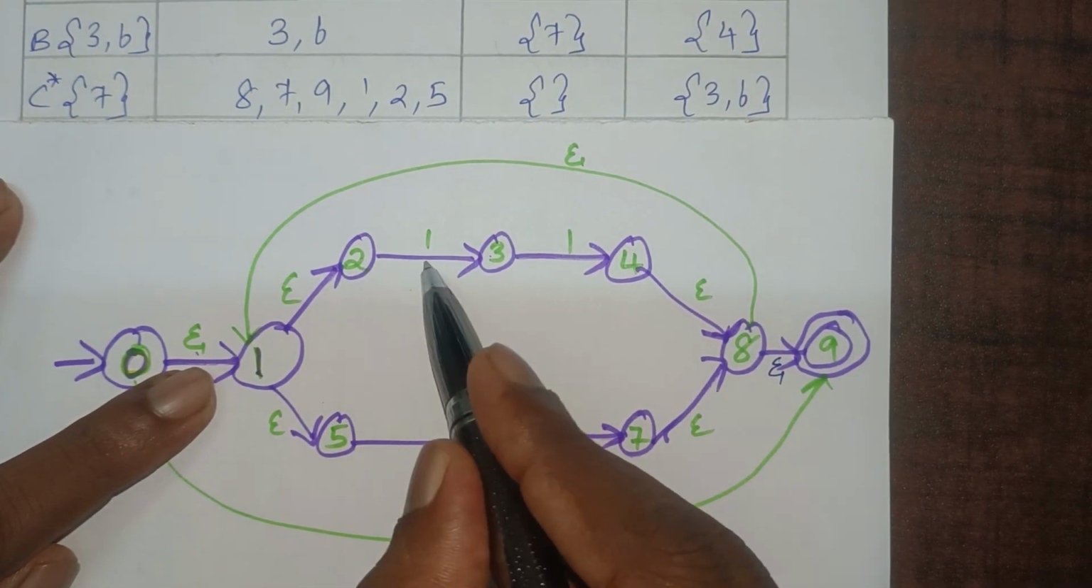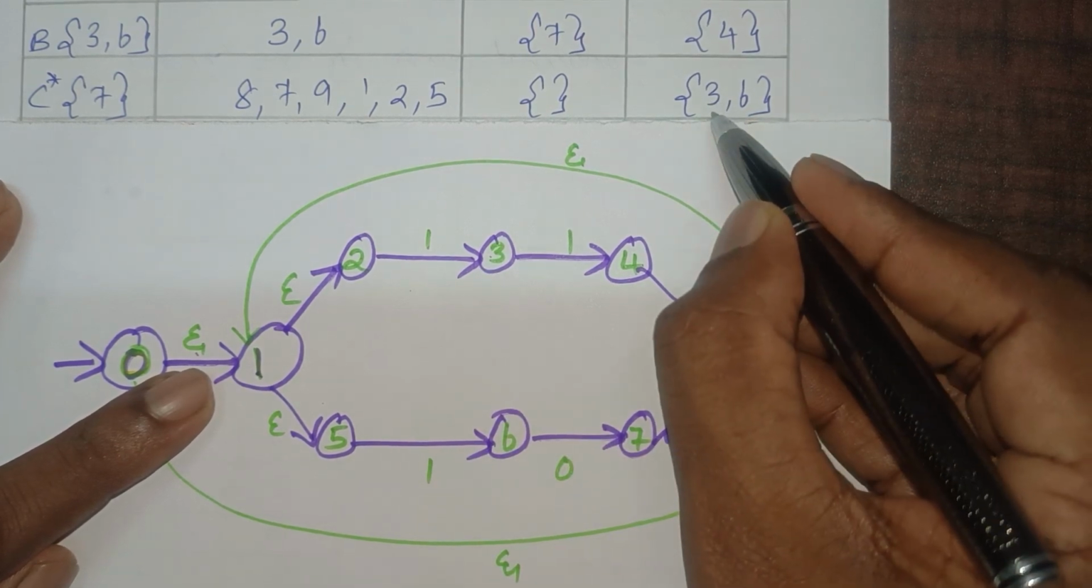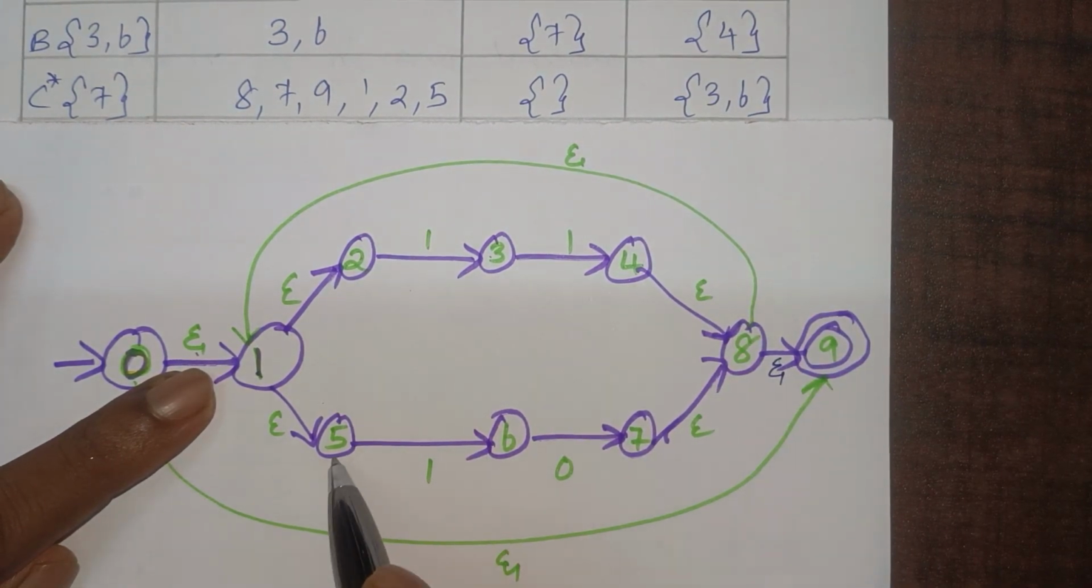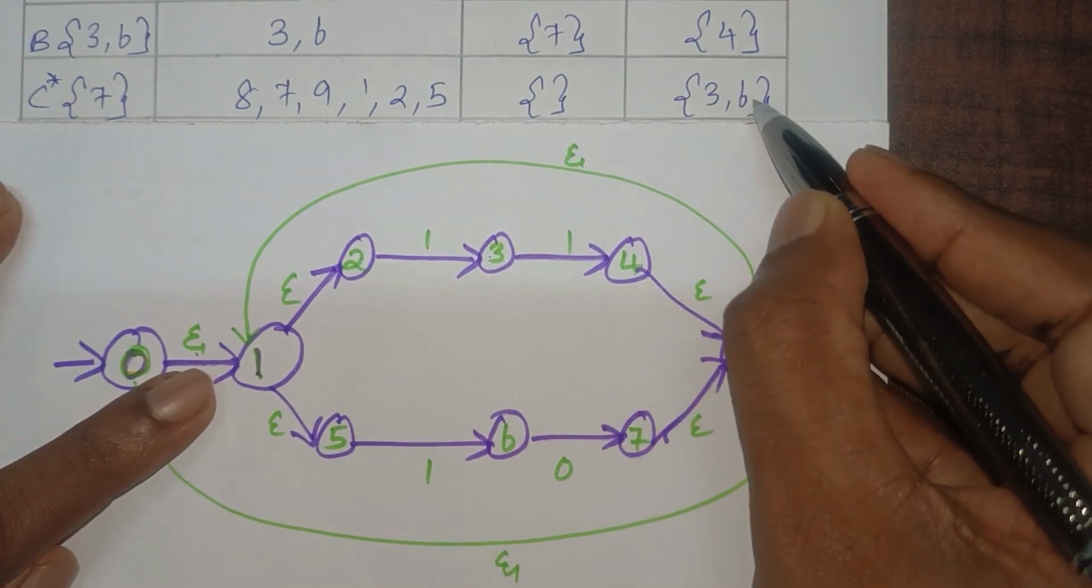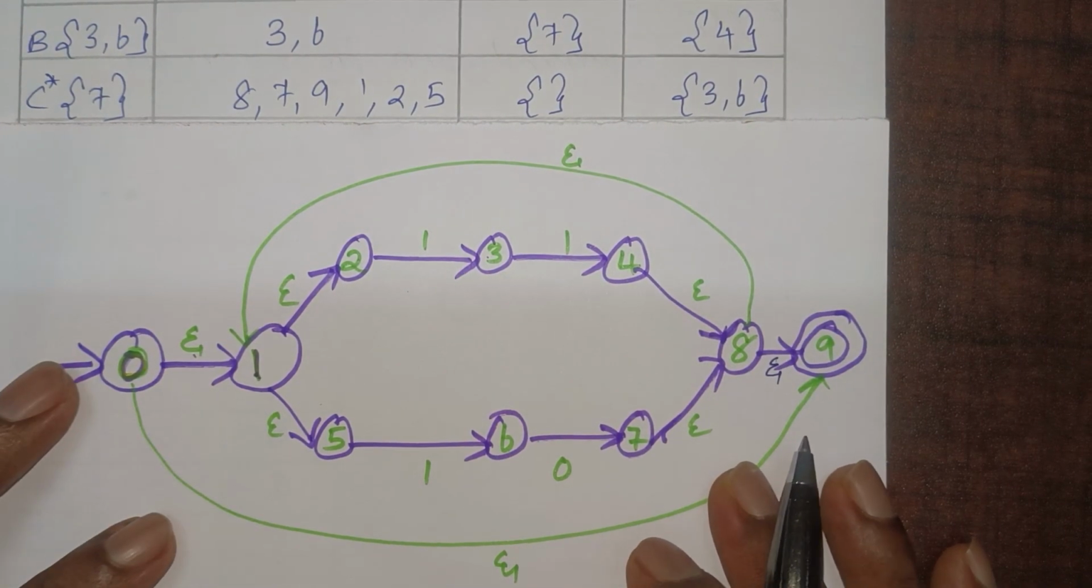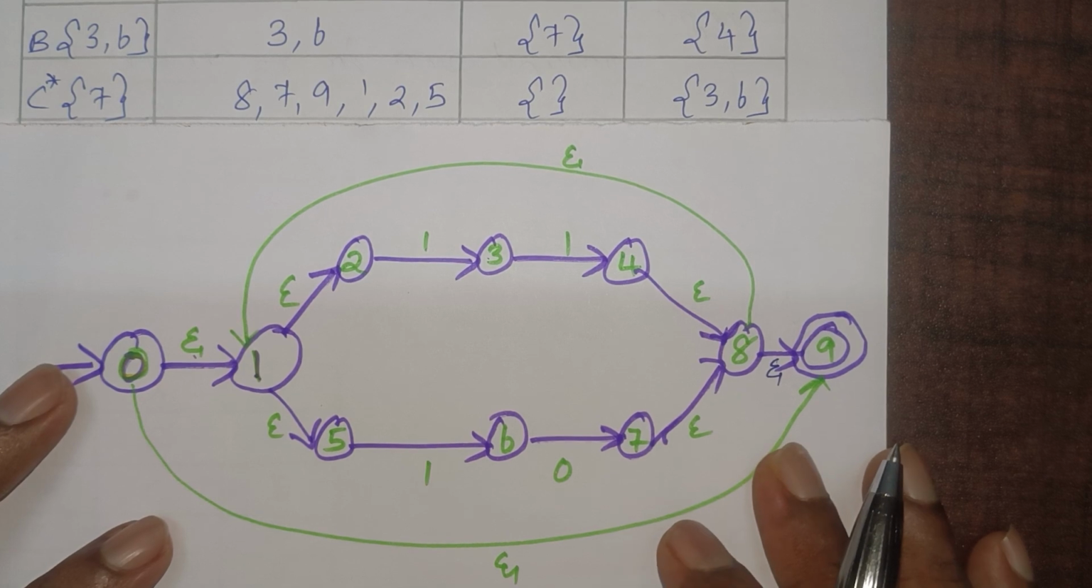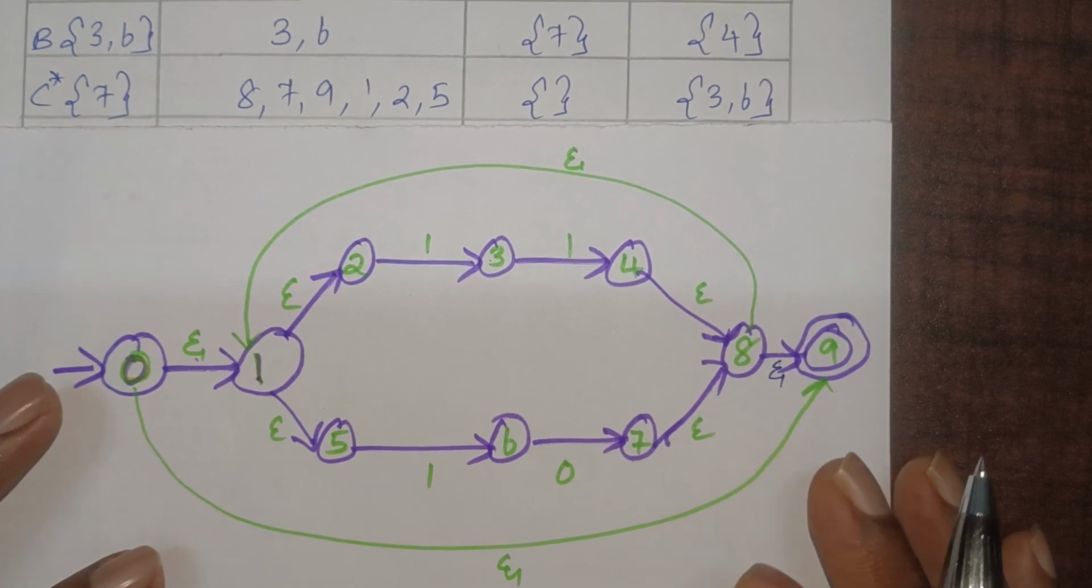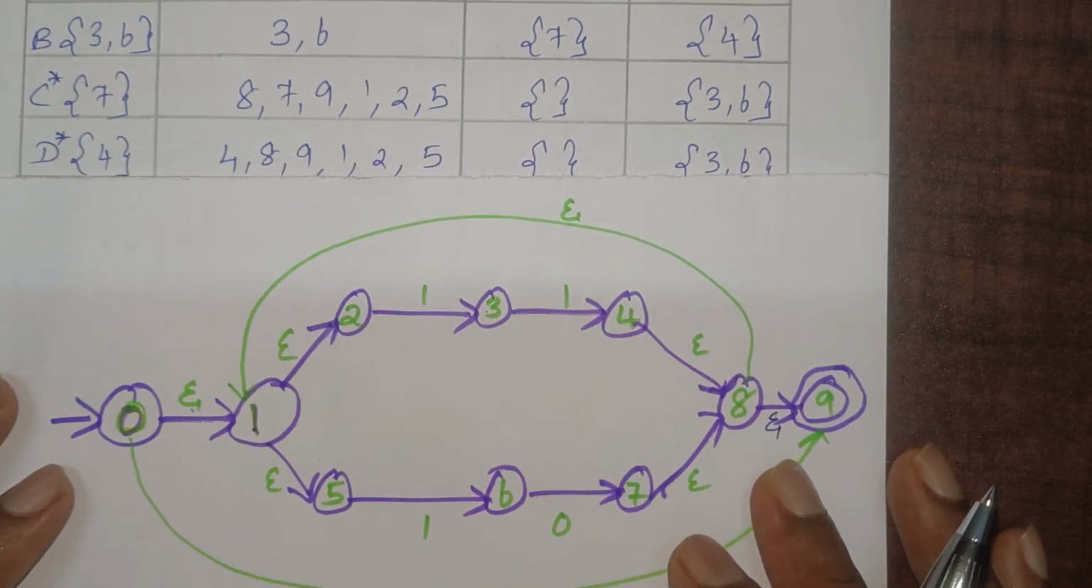So 2 is taking 1 to reach 3. So I mentioned 3 here. And 5 is taking 1 to reach 6. So I have mentioned 6 here. Don't bother about the repeated state. I'll tell you what to do if you get the repeated state again and again, right?